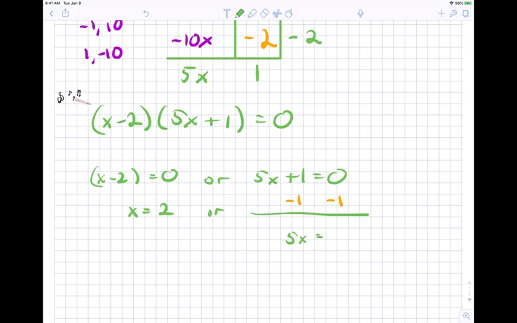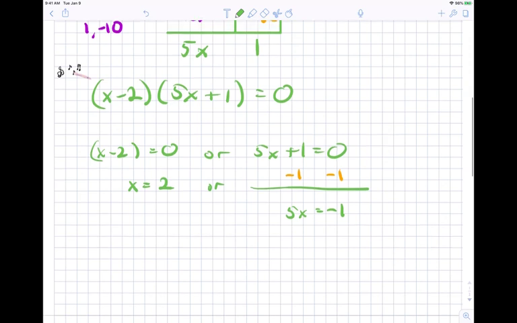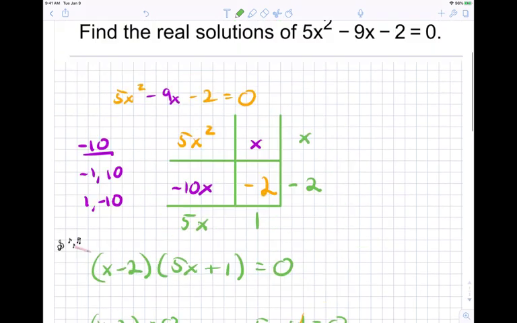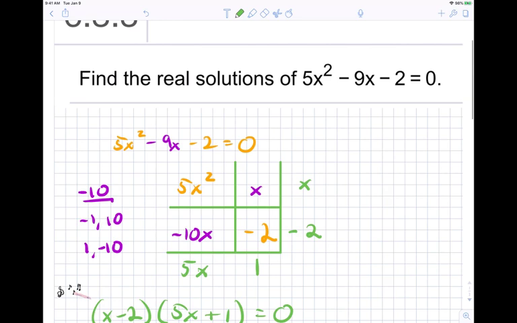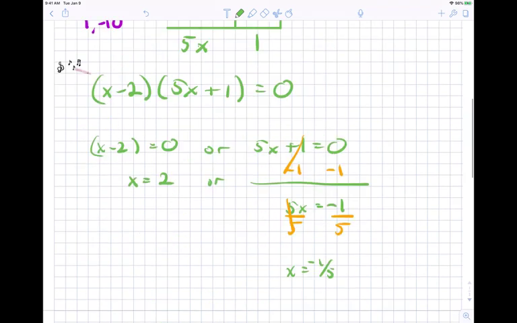Okay. So now can you tell me what x is equal to? What's the next inverse operation? You will have to divide both sides by 5, and the result is x equals -1/5. Okay. So we got results of x equals, what do we say? 2 or -1/5?